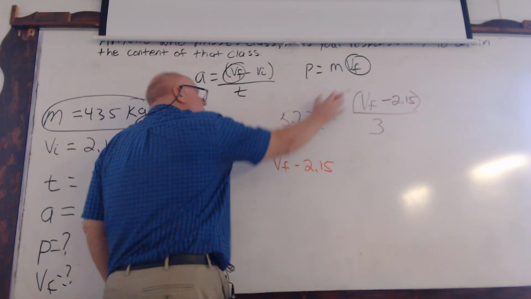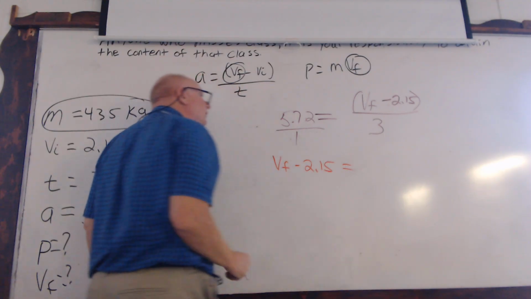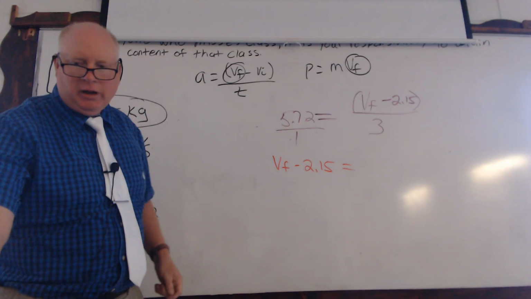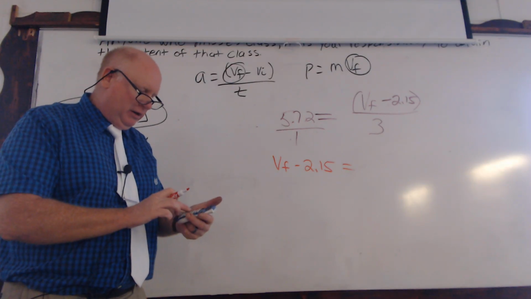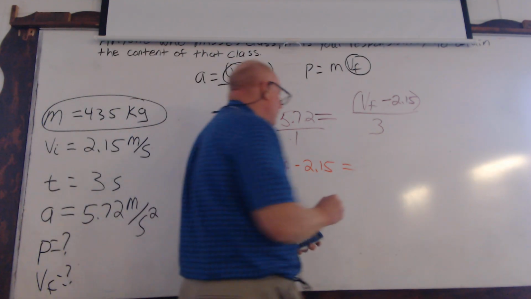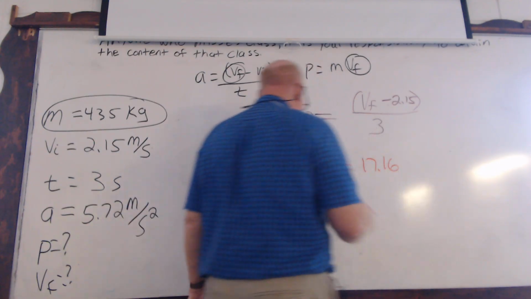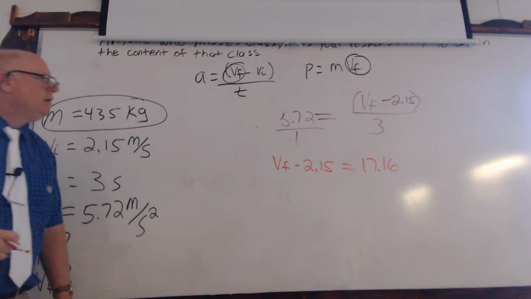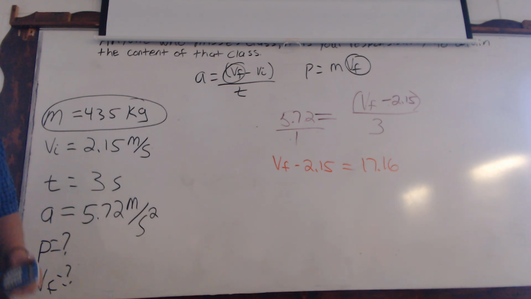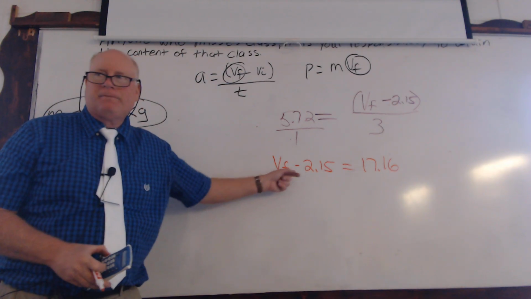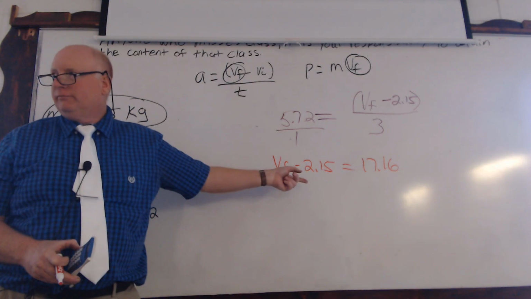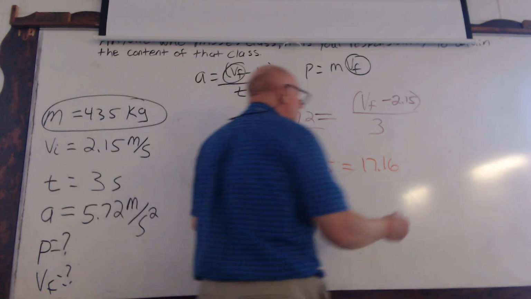Okay, so we cross multiplied here. What else do we need to do? Yeah, multiply those two numbers. And that will get us 3 times 5.72, gives you 17.16. But we still do not have that velocity by itself. We're not going to divide because we're not multiplying here. How do we undo subtraction? Yeah, you're going to add 2.15.